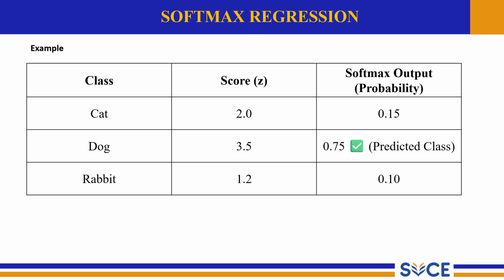the model chooses. So the output layer uses the softmax function, which takes all the class scores and turns them into probabilities that add up to 1. So this makes it easy to compare which class is most likely. Softmax regression is commonly used in deep learning models, especially in the output layer of classical networks.